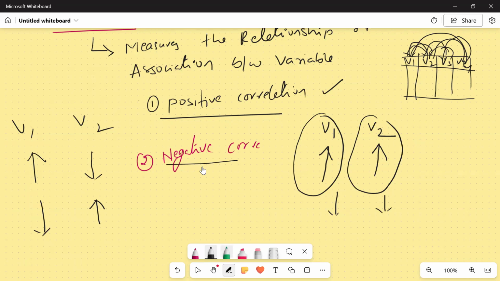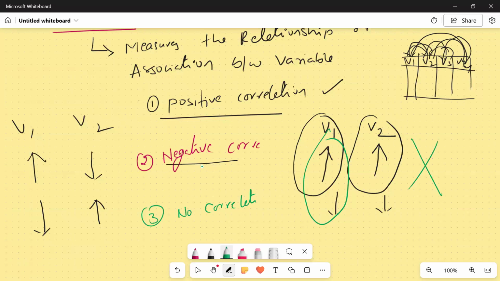One more option is there, which we call no correlation. No correlation means that if one variable increases or decreases, there is no change in the other one.